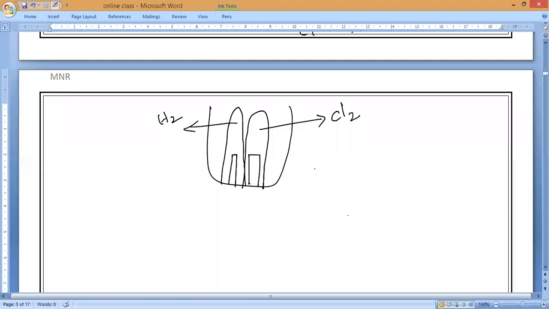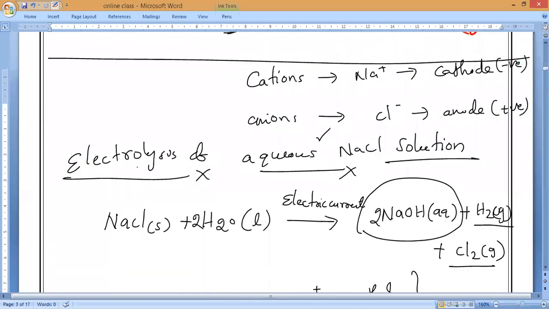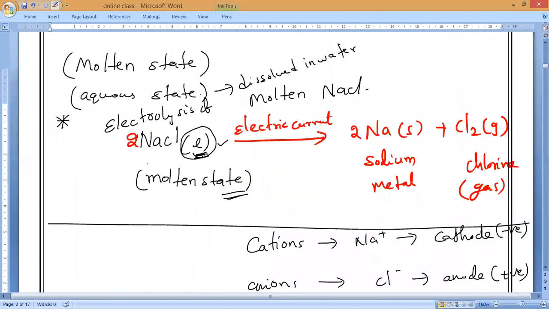If you notice, as we know, if you take molten NaCl, you will get two products. What are the products? One is sodium metal, and the other one is chlorine gas. Yes or no? So that is what we can know.